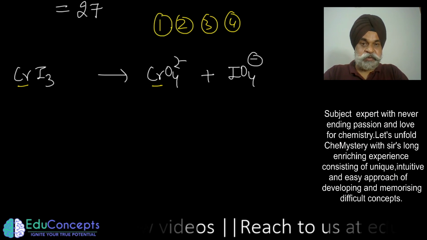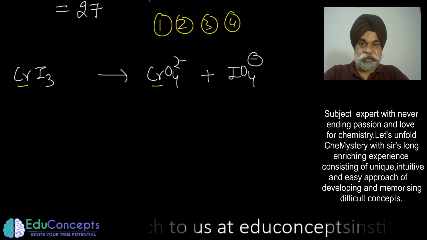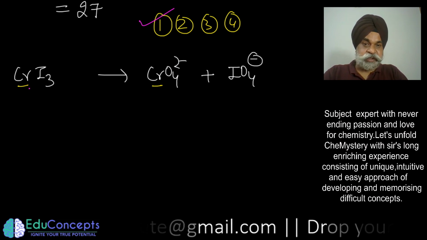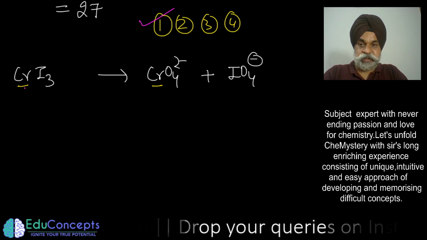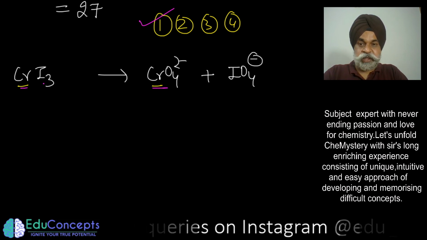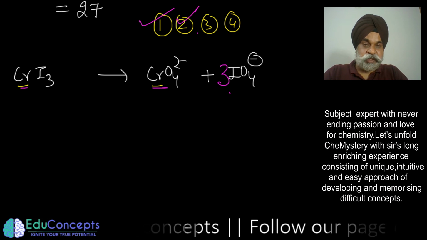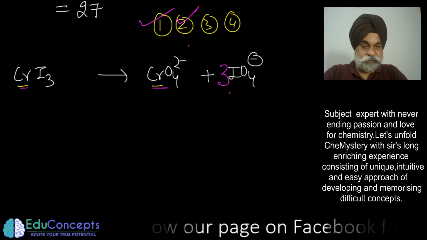So these are the terms which you have to keep in mind. So the first point: balance all the other elements except oxygen and hydrogen. So you have one chromium, iodine are 3, so I should place 3 here. Now the second point is you have to balance the oxygen with the help of water.